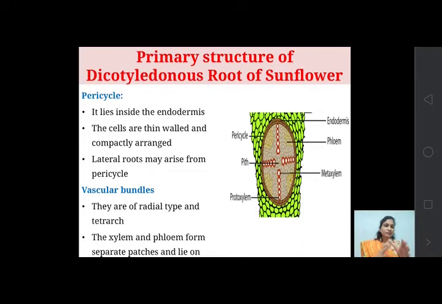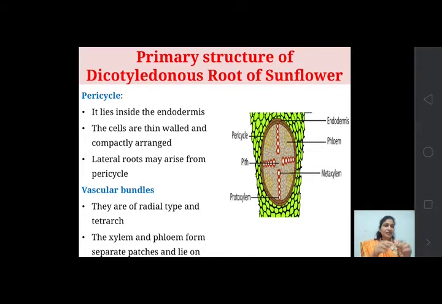You see this arrangement: there is one patch of xylem tissue, and alternating to that xylem there is a patch of phloem tissue. Again there is a patch of xylem, then a patch of phloem tissue. They are arranged alternately, xylem and phloem, side by side. This type of arrangement of the vascular tissues is known as the radial arrangement, and that type of vascular bundle is known as the radial vascular bundle.